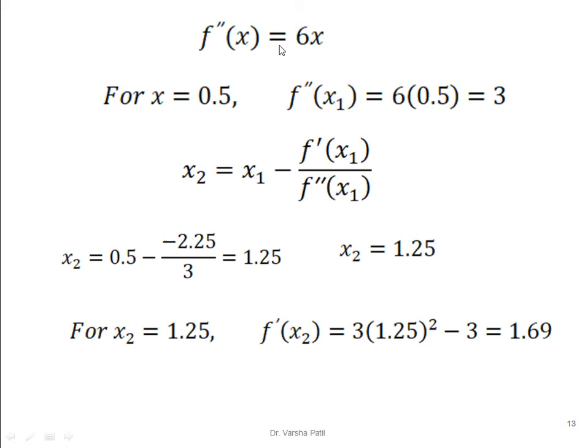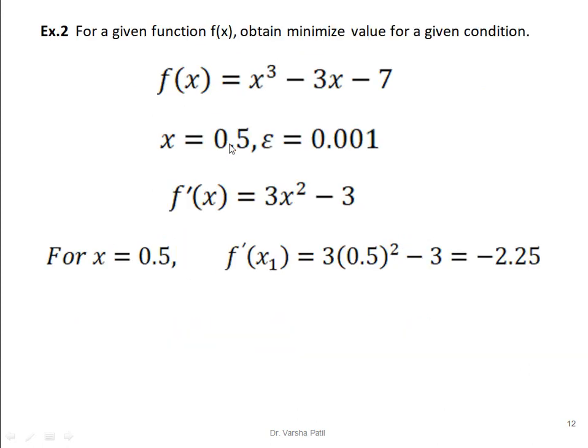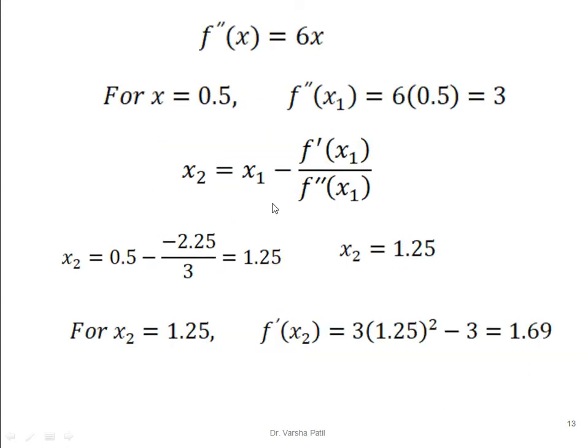After that we calculate f double dash x. F double dash x is nothing but 6x, and here we put the value and we are getting the answer 3. From this equation we calculate x2, which is 0.5 minus 2.25 divided by 3, which is 1.25. So after the first iteration we are getting x2. Then we take the first order derivative at this value and check the convergence criteria.